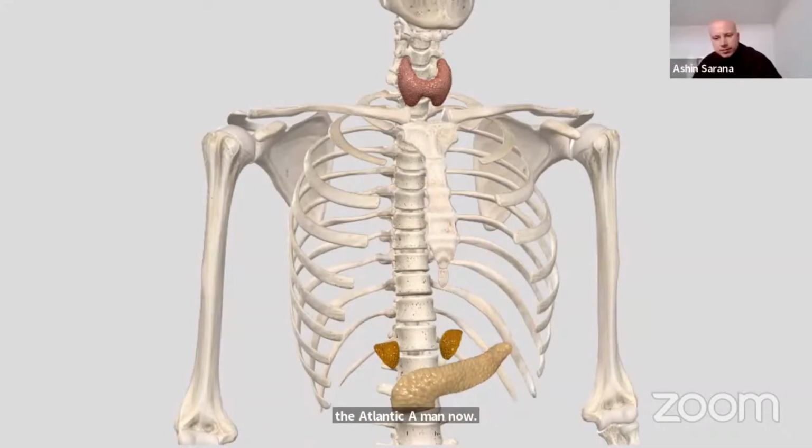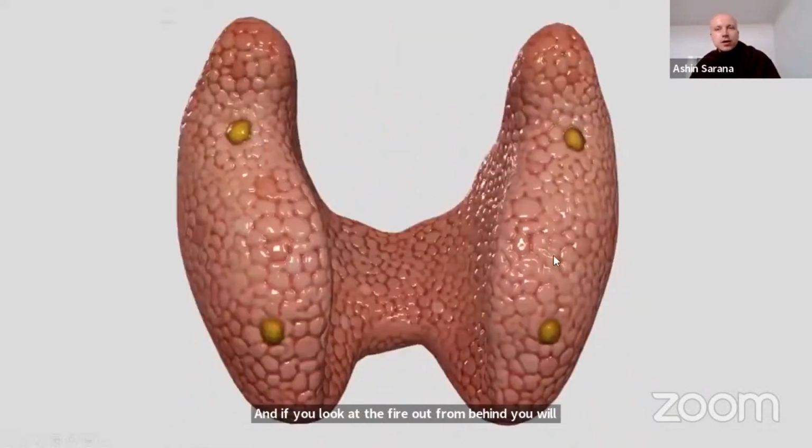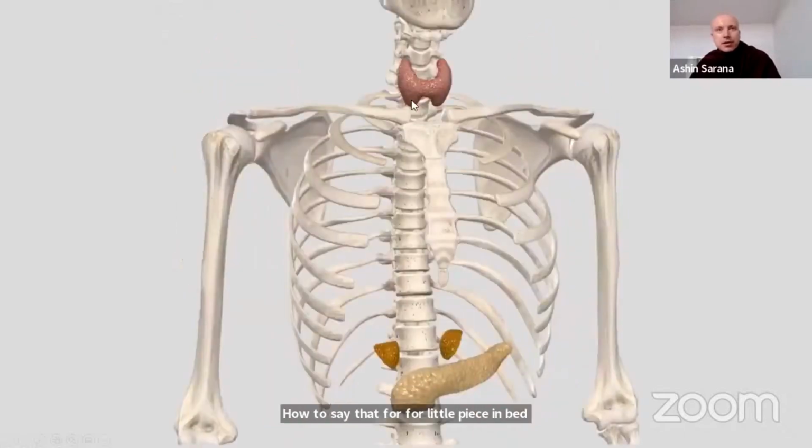So the endocrine system consists of four things: thyroid, parathyroid, suprarenal glands, and pancreas. The thyroid and parathyroid are this red H-like thing at the neck. That's the thyroid. And if you look at the thyroid from behind, you will see it has four little pieces embedded inside, and those are called parathyroid.